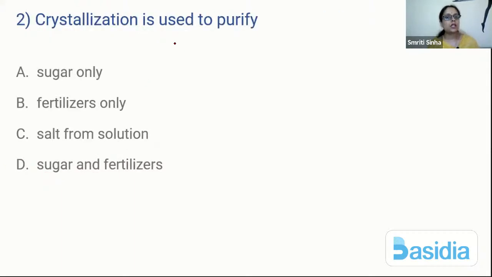Next, crystallization is used to purify. So which of the following can you purify by crystallization technique? Out of all of these, you can purify only sugar and fertilizers by crystallization technique. Only sugar cannot be purified, because only sugar you don't need to purify, correct? It is pure. Fertilizer pure. Then salt from a solution you can use, but this cannot be purified by crystallization completely. So the main answer is sugar and fertilizer mixture.